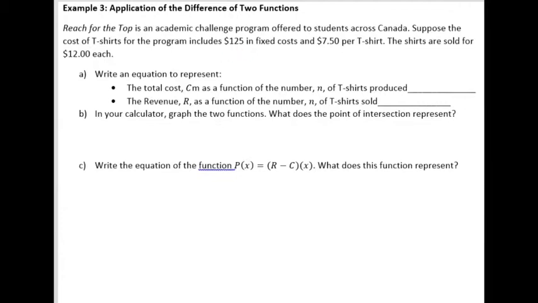Plus $125 in fixed costs. That could be things like shipping and processing, and maybe they wanted a certain logo on the T-shirt, so they have to pay for that as well. Okay, so they pay a flat fee of $125 and then $7.50 per shirt. After they purchase the shirts, they sell them at the events for $12 each. Okay, so they make a profit of about $4.50 per shirt.